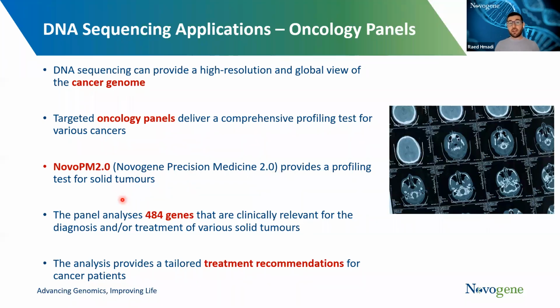The panel itself analyzes 484 genes that have been shown to be clinically relevant for the diagnosis and/or the treatment of various solid tumors. Furthermore, the analysis that we obtain by using this panel would provide us with tailored treatment recommendations for cancer patients.